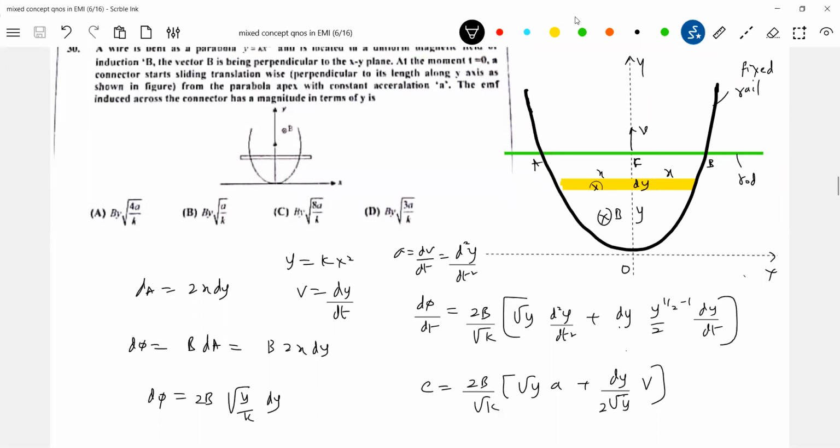The flux linking the elemental surface area. Okay, fine. Some assumption I think I made wrong. Sir, first if we integrate with respect to y, then we'll get the expression for phi. Then we should differentiate, no, sir. Okay, that one. I think I made some mistake.